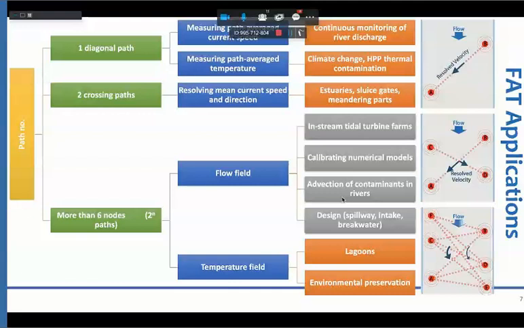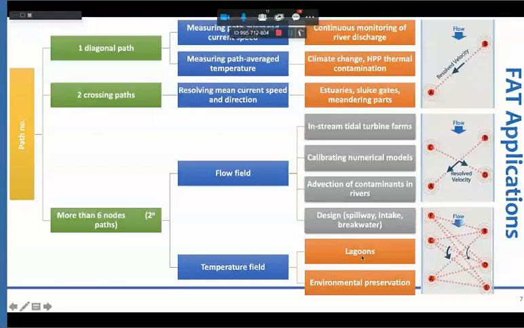For calibrating the numerical models, most of the circulation models are not really calibrated against these in-situ data because they are not available, and most often they use an ADCP. ADCPs are point measurement instruments. Or you can actually measure the advection of contaminants. Let's say you have a farm that introduces a lot of pollution to the river, then you can actually model and simulate how this advects into the river.